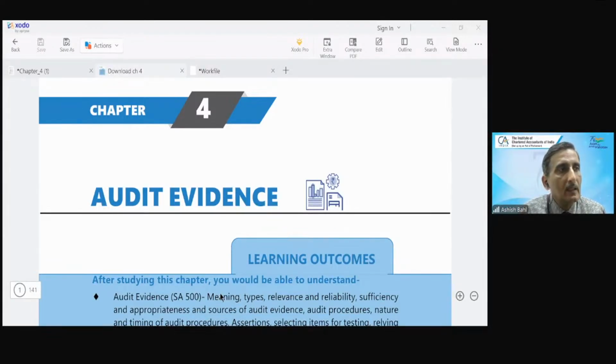Yes, Tejaswin, you are right. Obtaining sufficient appropriate audit evidence. So the auditor at all times during the audit is trying to obtain audit evidence. Now, why obtaining audit evidence is important for him? Tell me this. Why obtaining audit evidence is important for an auditor?